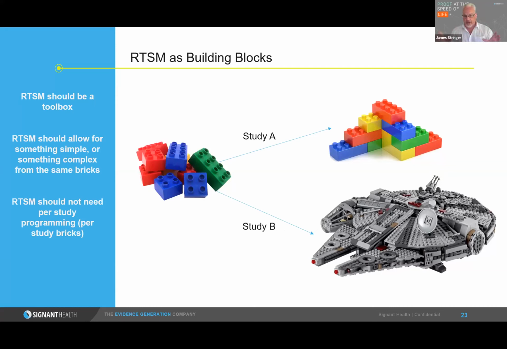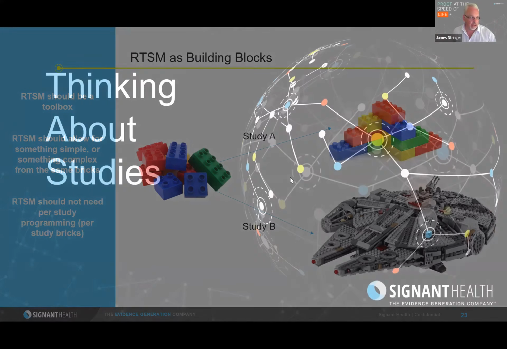So if that's my theory of how to build an RTSM, let's now look at the particular studies and how they work in the real world. So if we can go to the next slide.